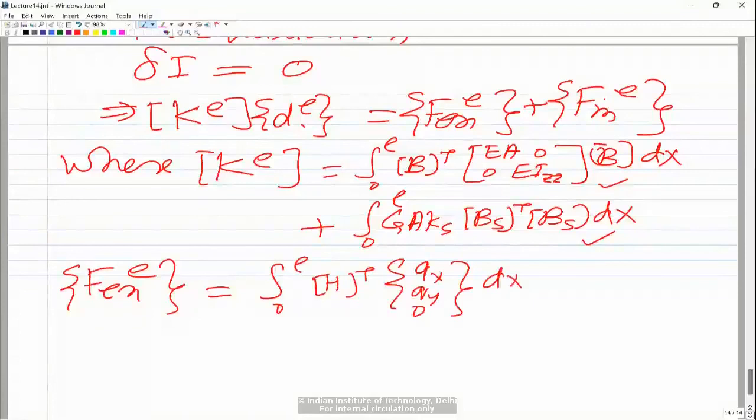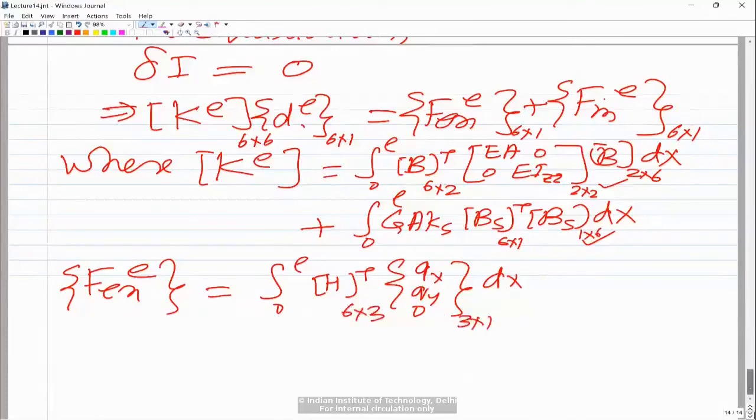If you look at the various sizes, K is going to be 6 by 6. This is a 6 by 1 vector. This is a 6 by 1 vector. F internal we have already defined. Now B transpose is a 6 by 2. This is a 2 by 2 matrix, and this is 2 by 6. BS is just 6 by 1, and this is 1 by 6. So finally it gives you a 6 by 6 matrix. H is 3 by 6. H transpose is going to be 6 by 3. This is 3 by 1. So finally it gives you a 6 by 1 vector.